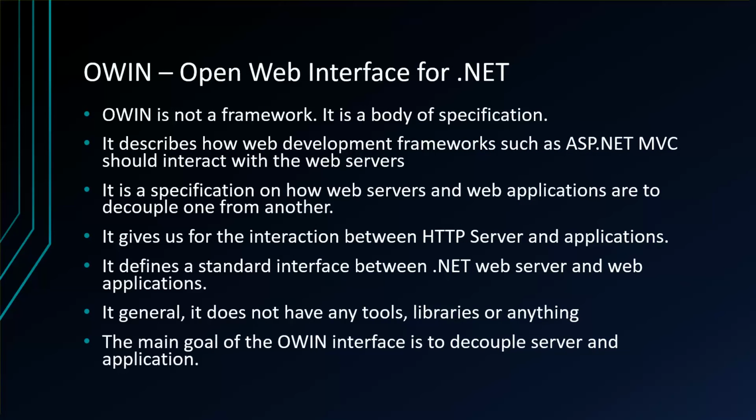OWIN is not a framework. It is a body of specification and rules, completely theoretical, a complete specification to design any kind of interface. It describes how web development frameworks such as ASP.NET MVC or ASP.NET Web Pages should interact with web servers. It is a specification of how web servers and web applications are decoupled from one another. It gives us the interaction between the HTTP servers and applications. It also defines the standard interface between our runtime and the web server.